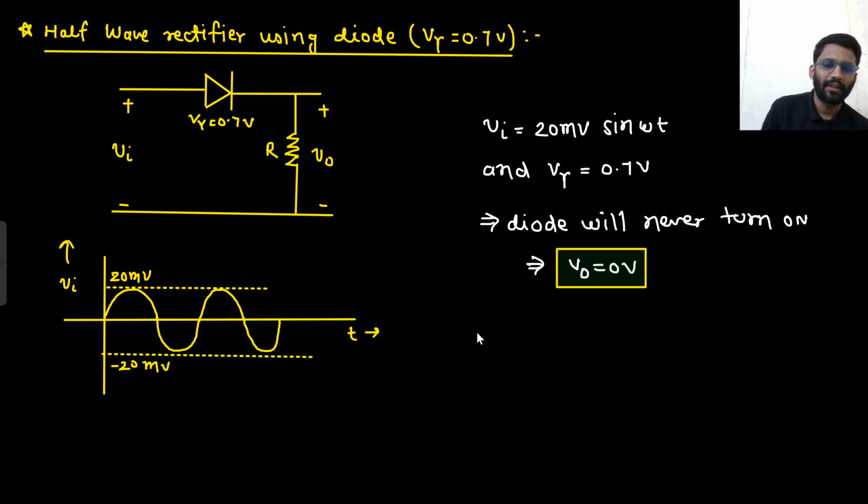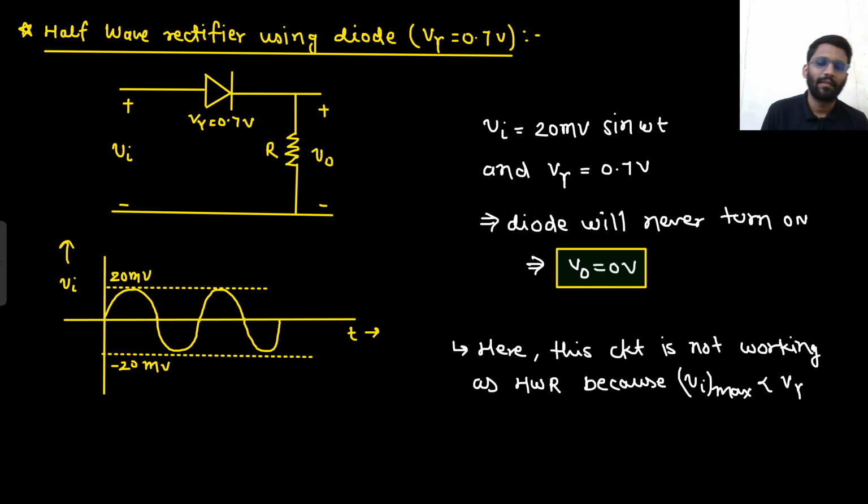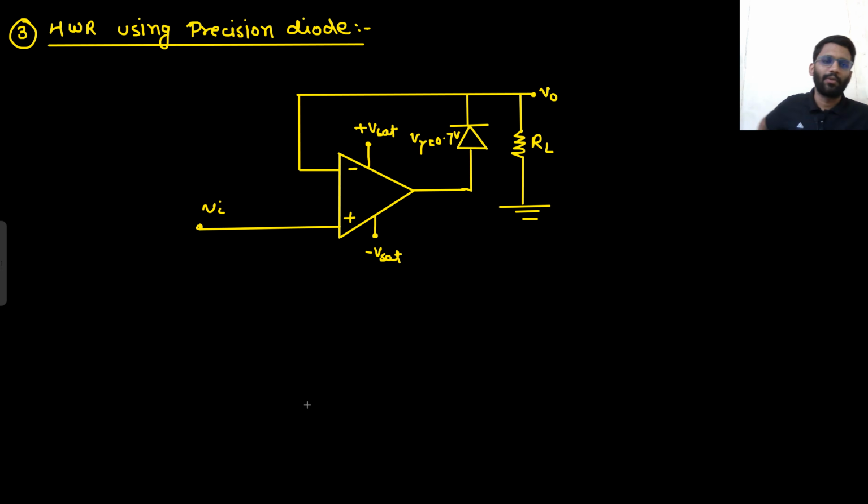But here I will write down a point: this circuit is not working as a half wave rectifier because V in max is less than V gamma, right? But even if there is V gamma, we still want it to work as a half wave rectifier. So this circuitry we are going to use. Let's check out the analysis of this particular circuit.